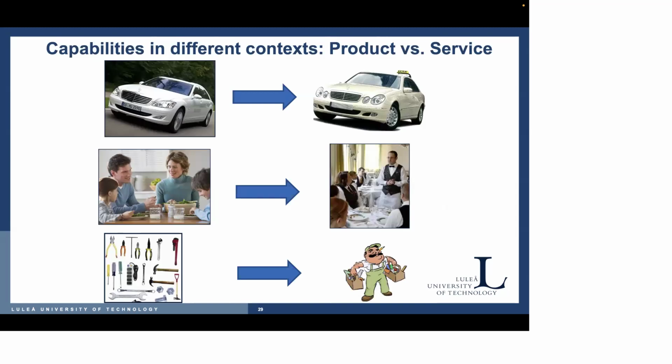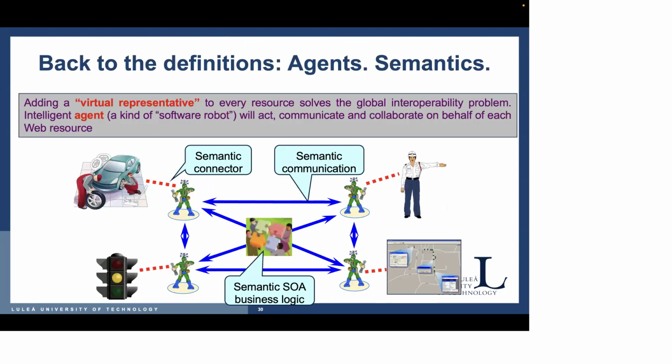Here we come to the complexity of the task. The needs and the capabilities for similar objects are different depending on the context. So for example, in the context of a service, the car having some basic capabilities would be expanded with capabilities of giving a ride to customers.